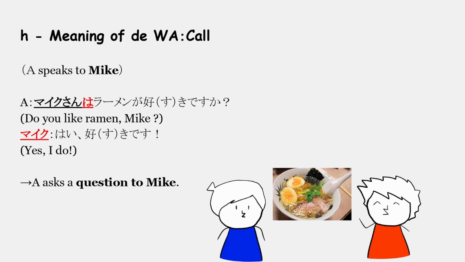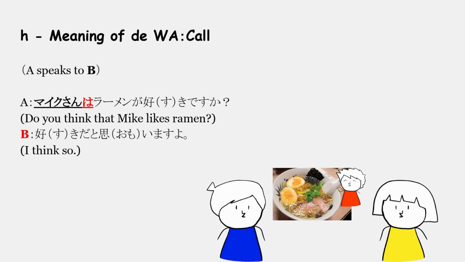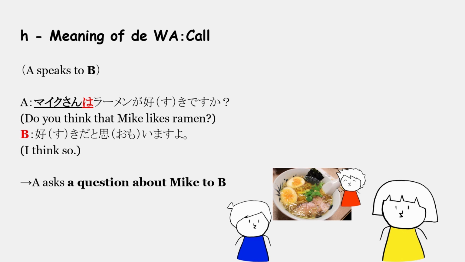Mike replies like はい好きです, because マイクさんは is used for calling Mike to start a conversation. But when person A speaks to person B with the same phrase マイクさんはラーメンが好きですか?, person B, who is not Mike, replies 好きだと思いますよ. Here, person A asks a question about Mike to person B by using マイクさんは.